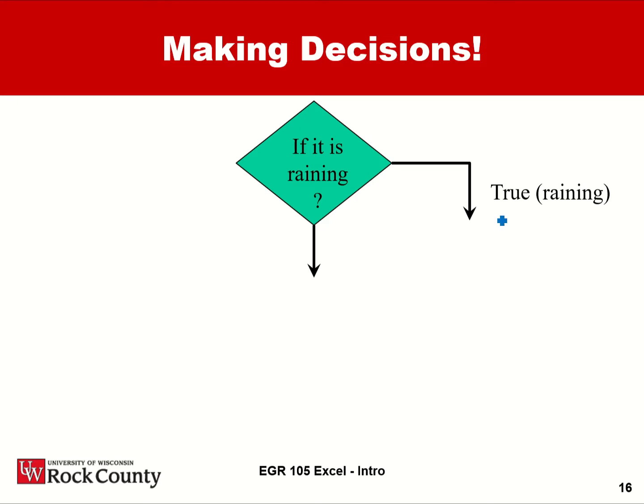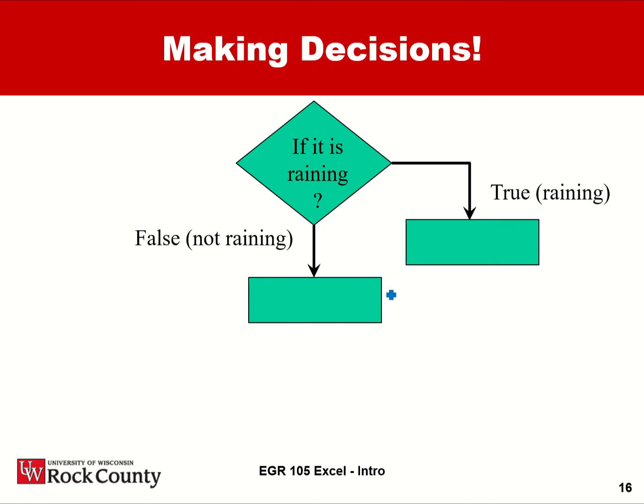What do we want to do if it's raining? And then the other option is if it's not raining. So those are our two options, right? We have these blocks here, which tell us our command of what we're going to do, our result. So if it's raining, we're going to take an umbrella. If it's not raining, go outside. It's a very simple operation, right?